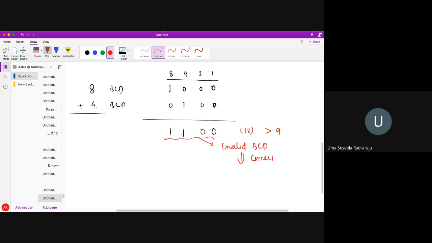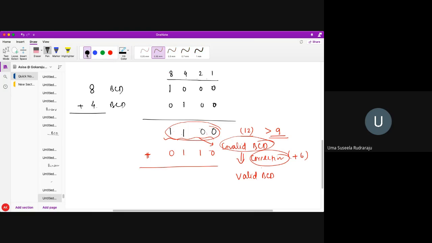What is the correction? I am going to tell you. I have told you we have to add 6 to it, 0110. Do you all understand? To make it valid BCD, we have to correct. Why? Because I have got the result 1100, which is 12, which is greater than 9. It is an invalid BCD. We need certain correction. The correction is to add 6. So I have added the correction 6 here.